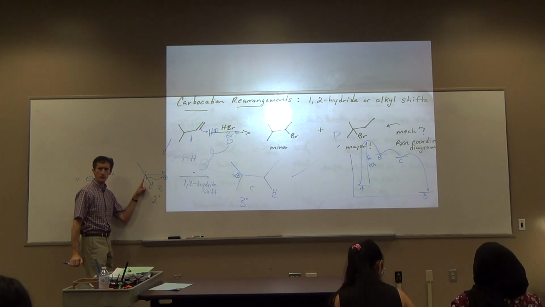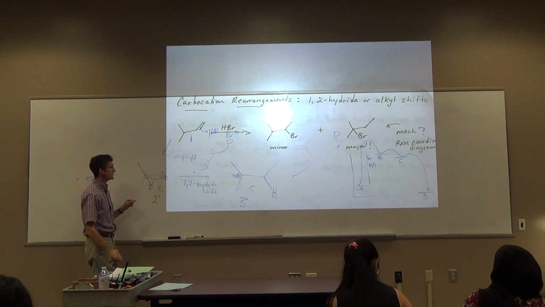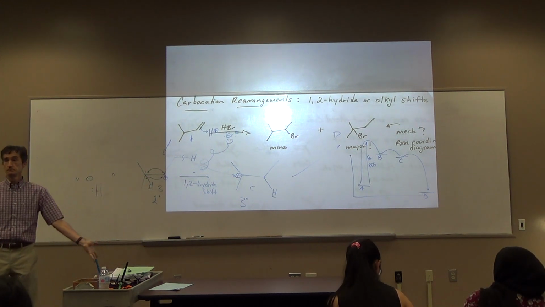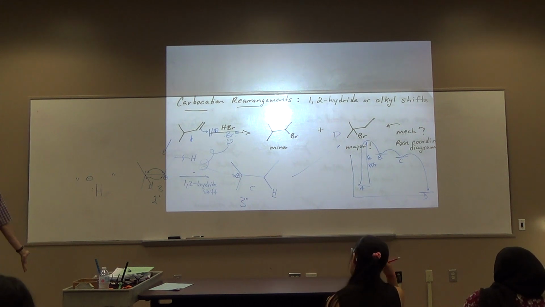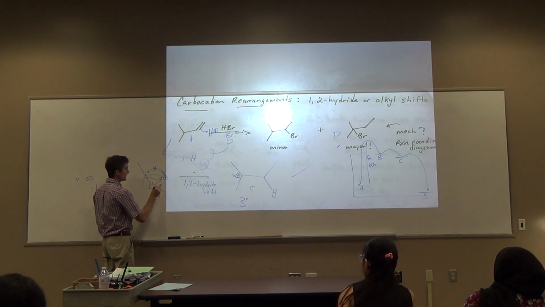The arrow shows movement of what? Electrons. So don't do this on the quiz. Don't say, hey, the plus charge moves here. Mechanism errors don't show where charges move. Don't say, hey, the H moves here. No.